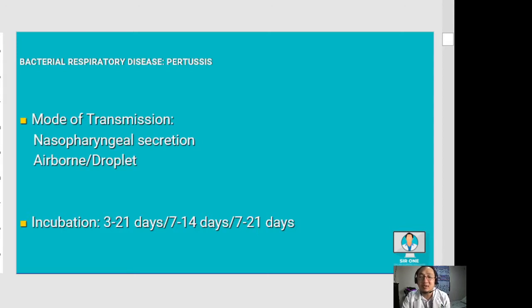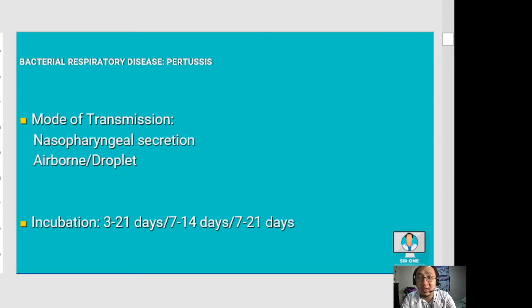The incubation period is usually 3 to 21 days in one reference. Then we also have 7 to 14 days and 7 to 21 days based on other references. Again, it's best to read more references. A period of communicability is 7 days after exposure to 3 weeks after the paroxysmal coughs. Okay, and may I just remind you, this is only an additional resource, a sort of refresher. So again, I'm emphasizing that you still need to read references, books, listen to your teacher's lectures, take down notes.